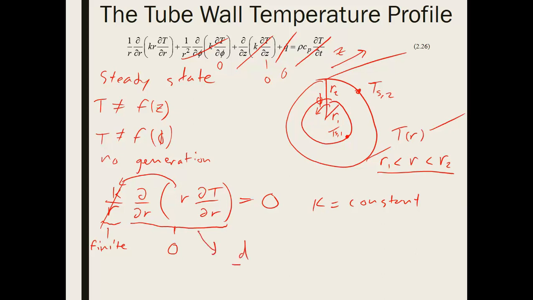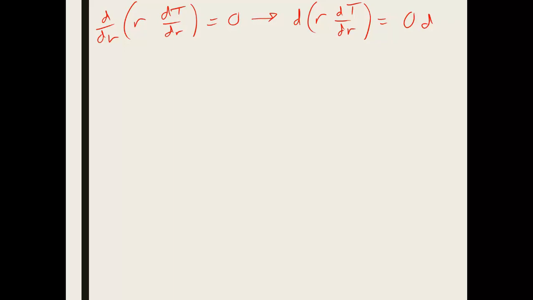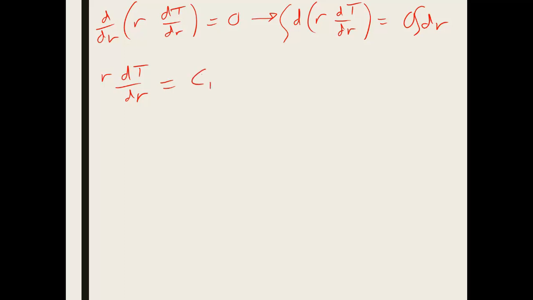So our equation now becomes d/dr of r dT/dr is equal to 0. Now we have a much simpler equation than we started out with, and we can do some separation and integration to develop this temperature profile. One of the first steps is we'll take our equation d/dr of r dT/dr equal to 0, and we're going to separate and integrate. That leads us to the derivative of r dT/dr is equal to 0 times dr. And if we integrate each side, we get r times dT/dr is equal to the integral of 0 dr, which is not 0, it's a constant. So we have a constant of integration there.